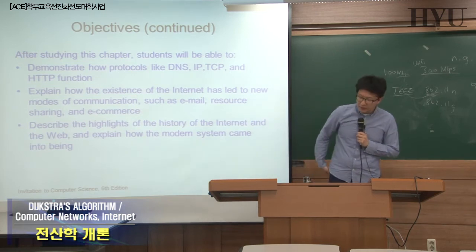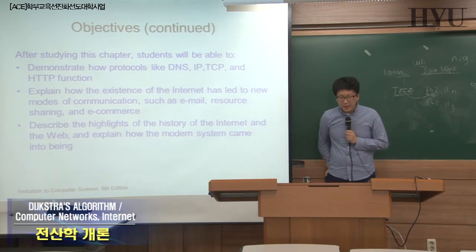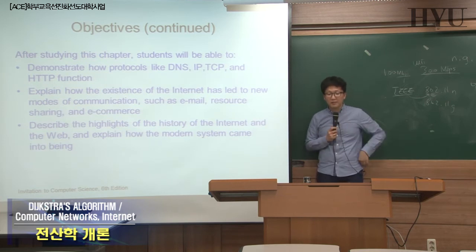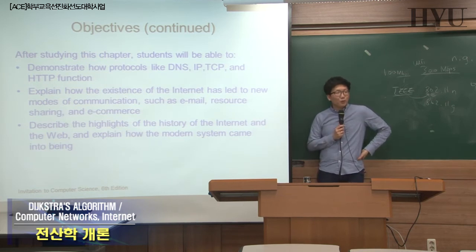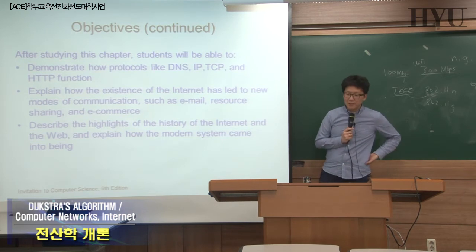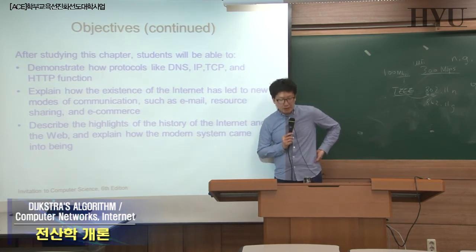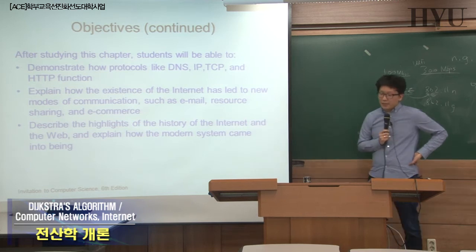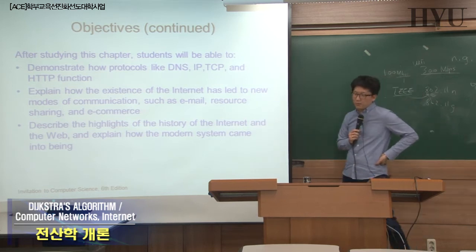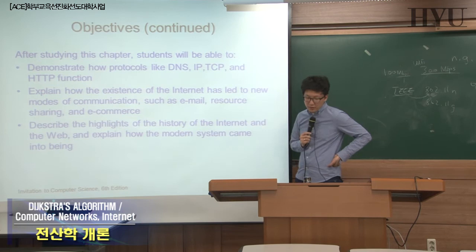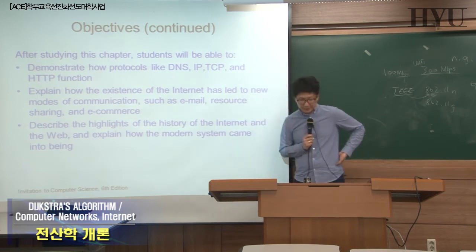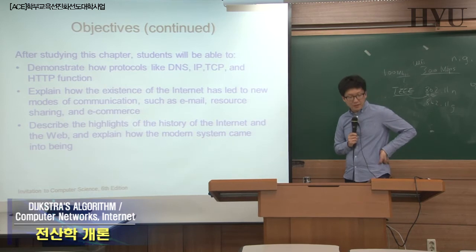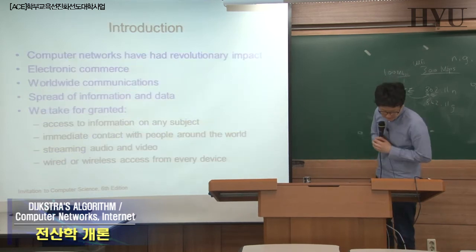So hopefully we can take a look at it a little bit. Explain how the existence of the internet has led to new modes of communication such as email. Is email a new mode? It's an old mode of communication, research sharing, and e-commerce. Things like cloud, Amazon. Describe the highlights of the history of the internet and web. Explain how the modern system came into being. I usually don't care too much about histories, but some general concepts in it.